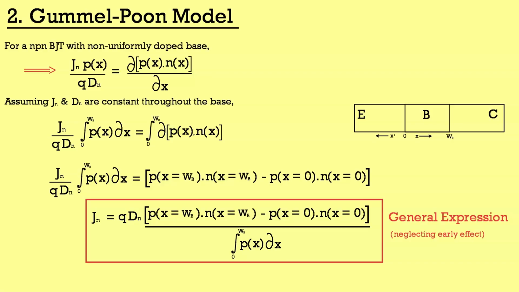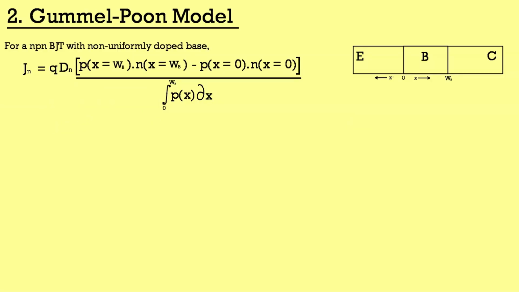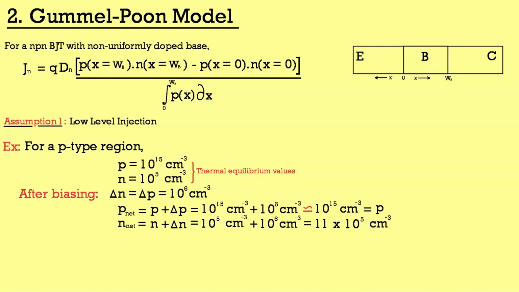The denominator in this expression is known as base Gummel number. Even though we have considered non-uniform base doping, the expression for base Gummel number is valid for uniform base doping as well. We can simplify this expression after considering a few assumptions. The first assumption is low level injection. We have covered this topic, low level injection, in many lectures.